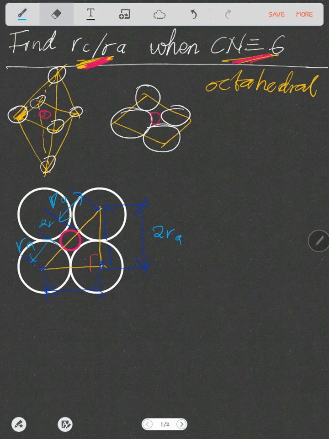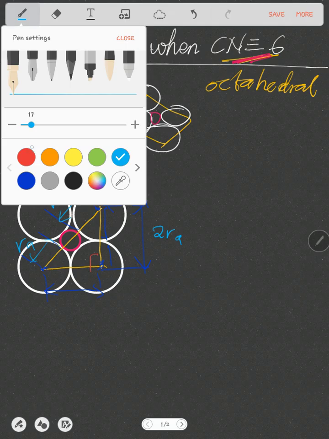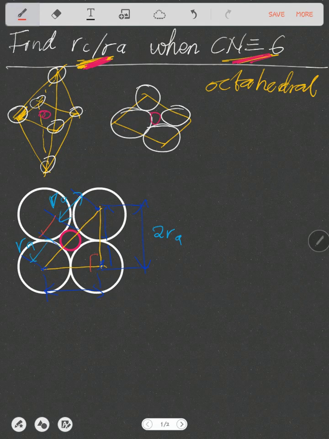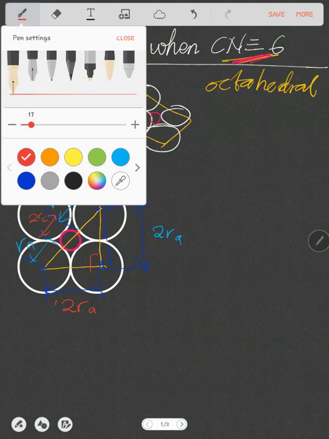Let me use red to make it clear. We have two radii of the cation, right? And then here again we have two radii of the anion. Looking at this, we can make our work very simple. Pythagorean theorem, where we have something of this sort.